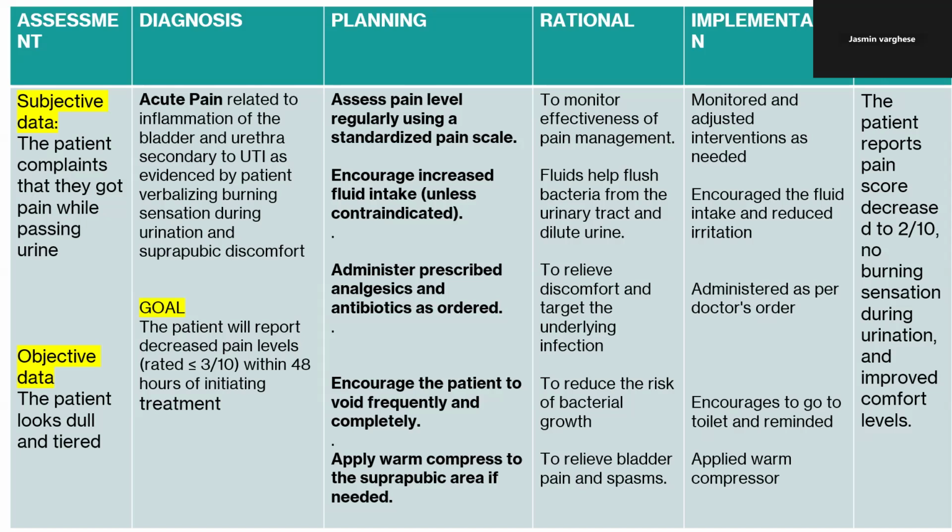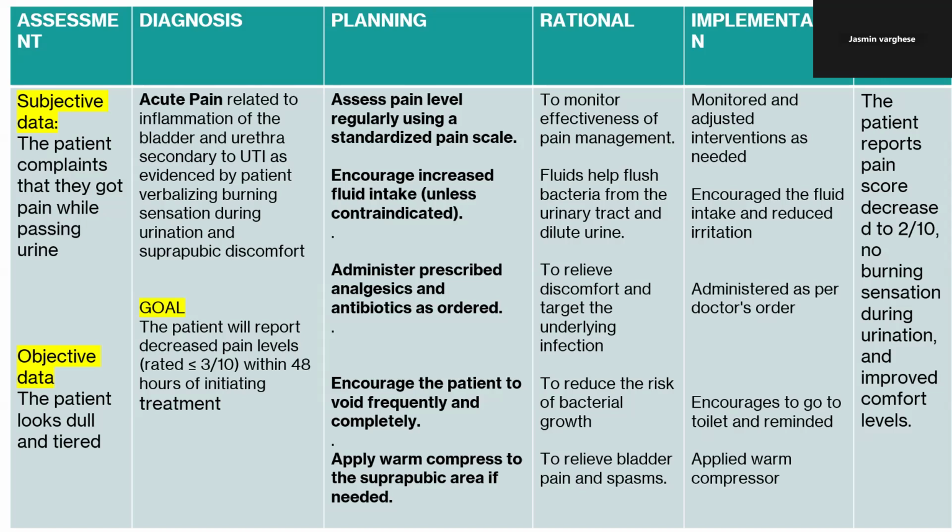Next planning is encourage the patient to void frequently and completely, to reduce the risk of bacterial growth. In implementation, you can write encouraged to go to toilet and reminded. Then the last planning here is apply warm compress to suprapubic area if needed, to relieve bladder pain and spasms. And in implementation, again, if it is applied, definitely write applied warm compress.